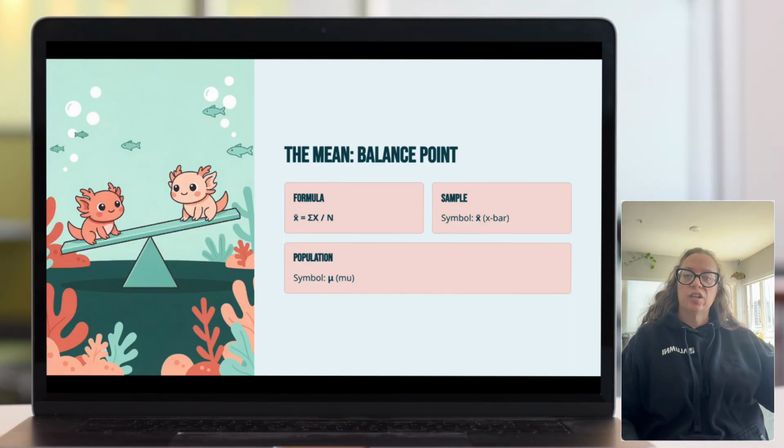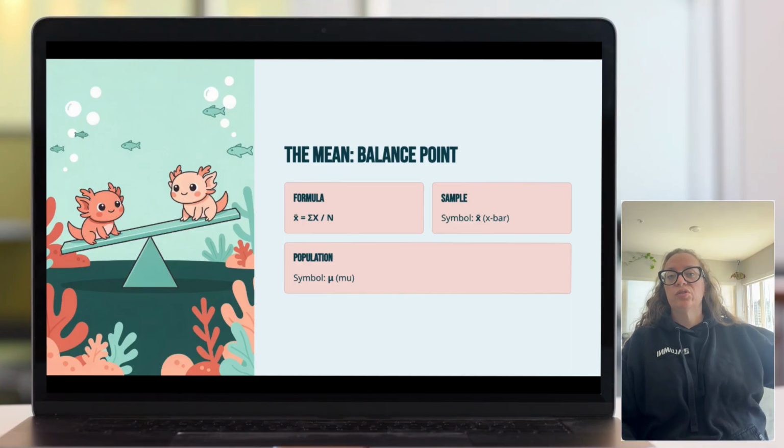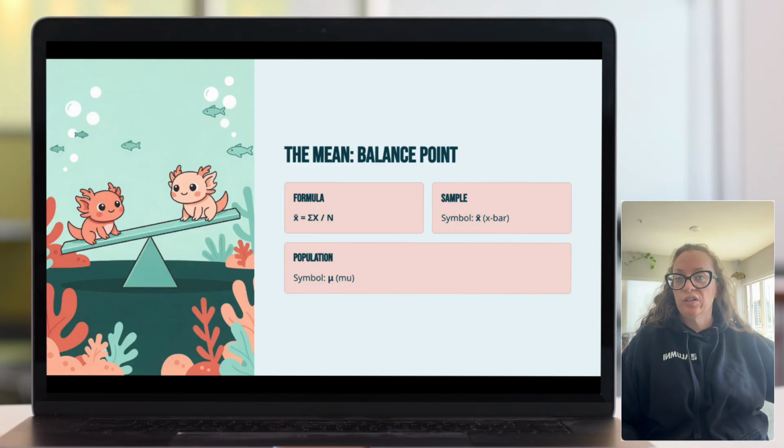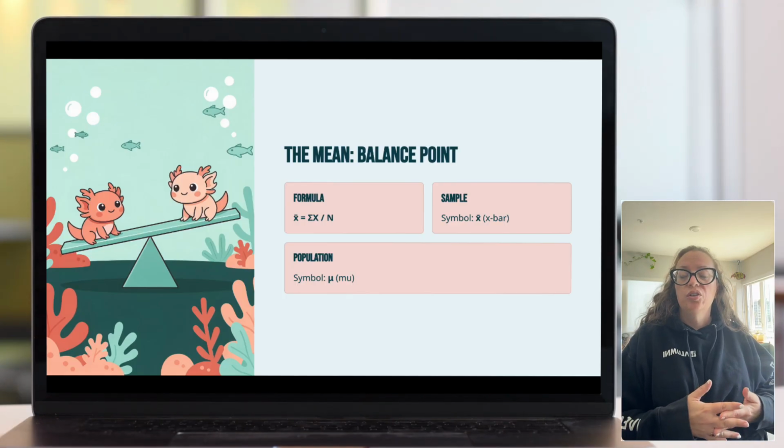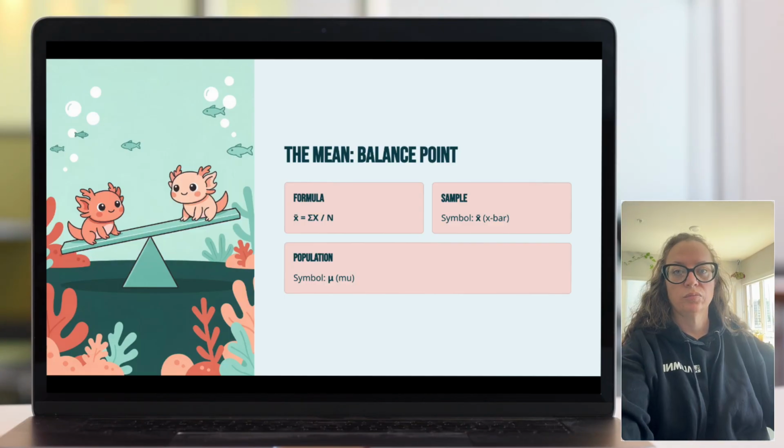Mean equals the sum of all of the values divided by the total number of values. So where sum of x is the sum of all values and n is the number of values. We use different symbols depending on whether we're talking about a sample or a population. So for a sample mean, we write x bar. For a population mean, we write the Greek letter mu.